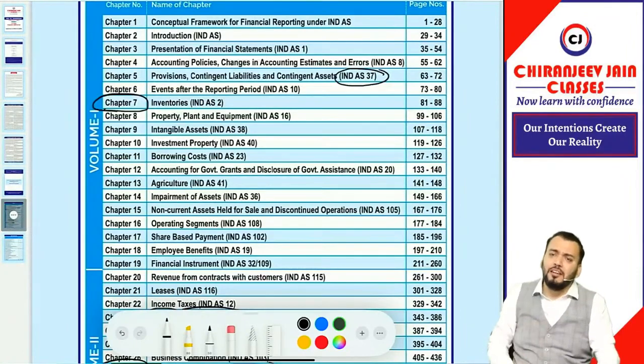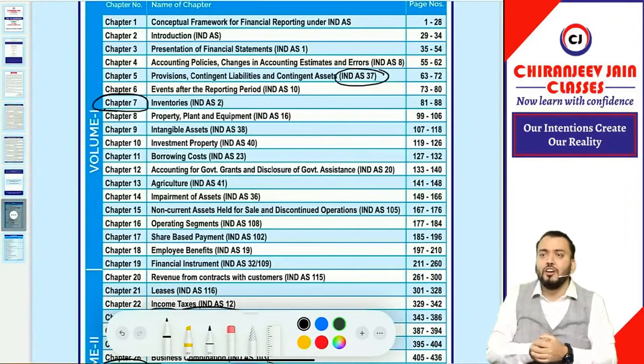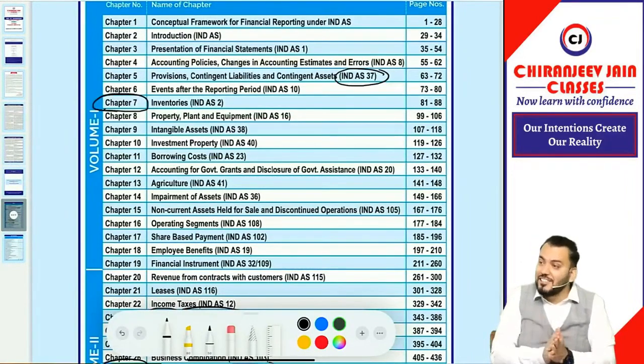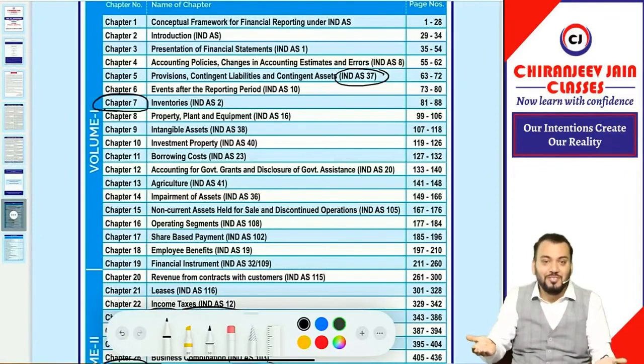Ind AS 37 is what? Provisions, contingent liabilities and contingent assets. Which accounting standard was it earlier? AS 29. That you know.